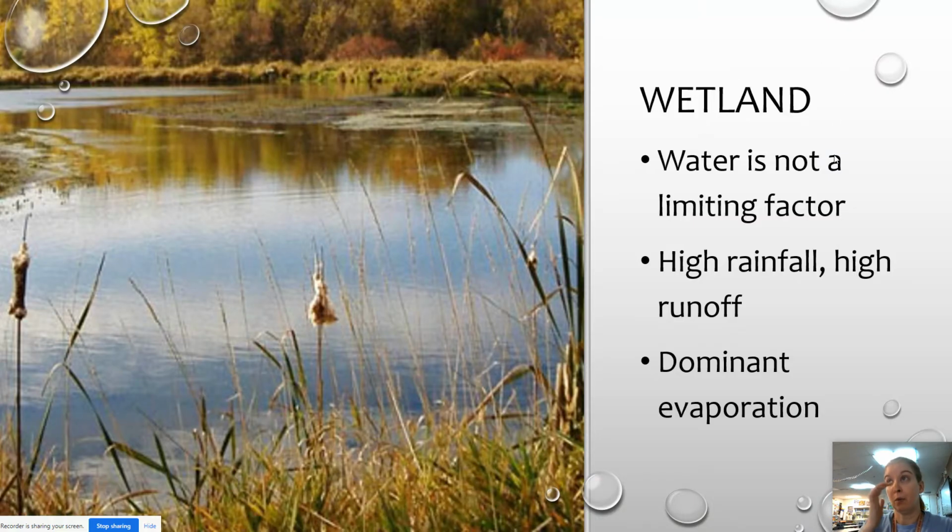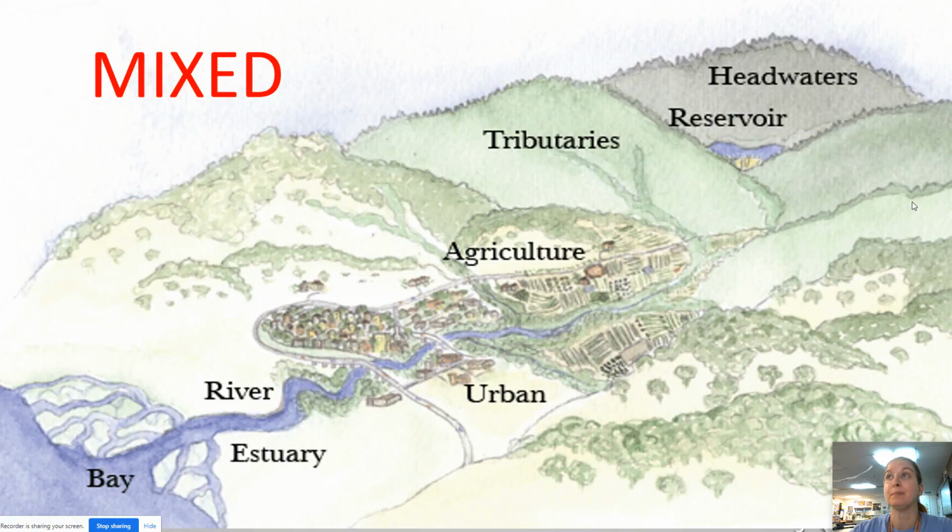A wetland, water is definitely not a limiting factor here. We have lots of high rainfall, high runoff. Dominant thing is going to be evaporation. Wetlands are great for absorbing a lot of water, so we need to not build over wetlands around cities because they're going to help prevent floods.